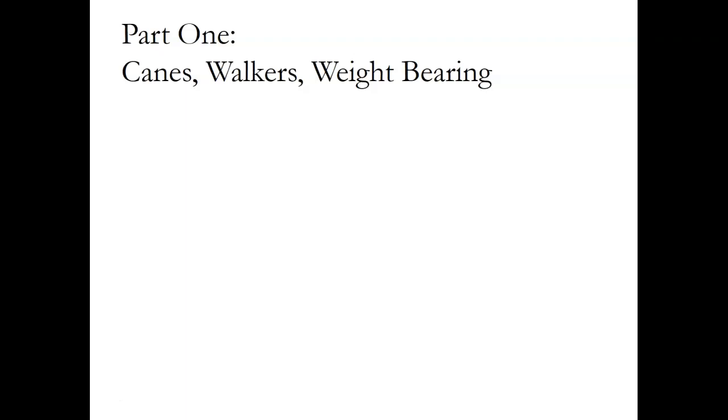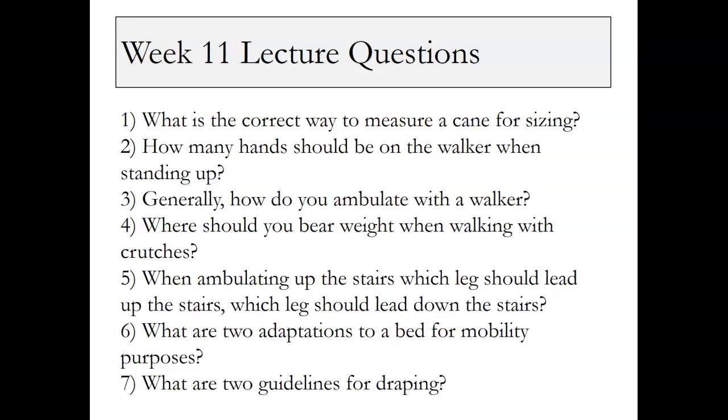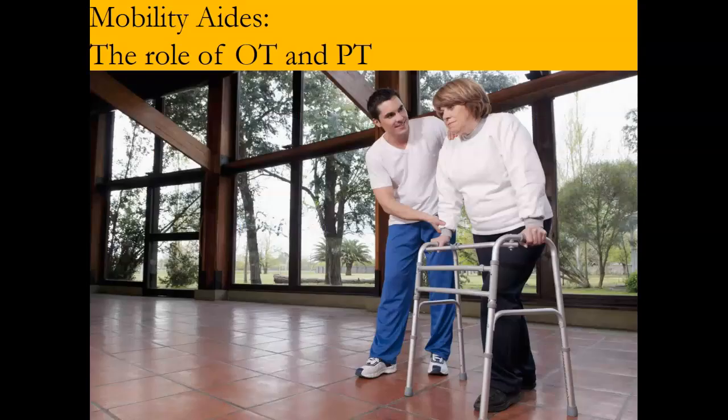Okay, so part one here: canes, walkers, and this idea of weight bearing. What do I mean by weight bearing? How much weight you can put through your legs as you're ambulating. Here are our lecture questions. In general, mobility aids, again, we're talking walkers, canes and crutches, those kinds of things.